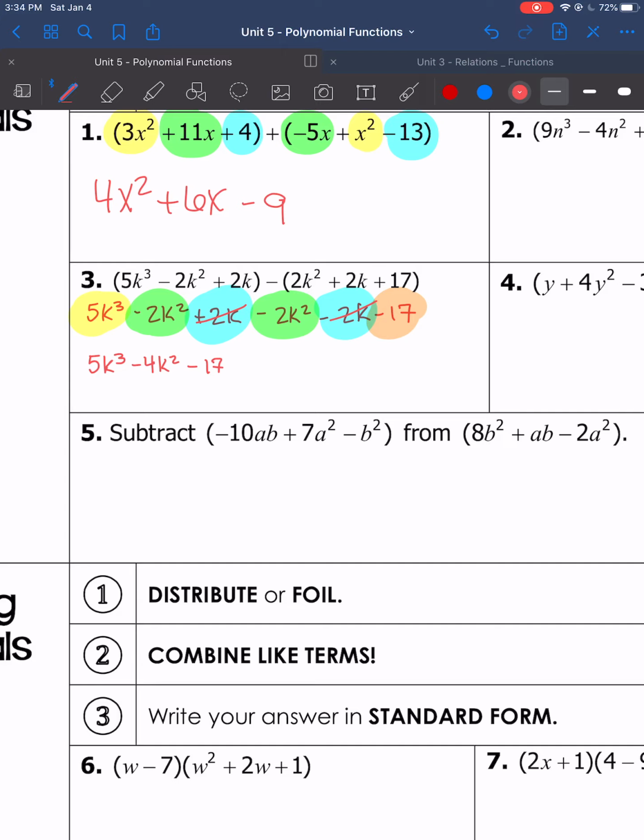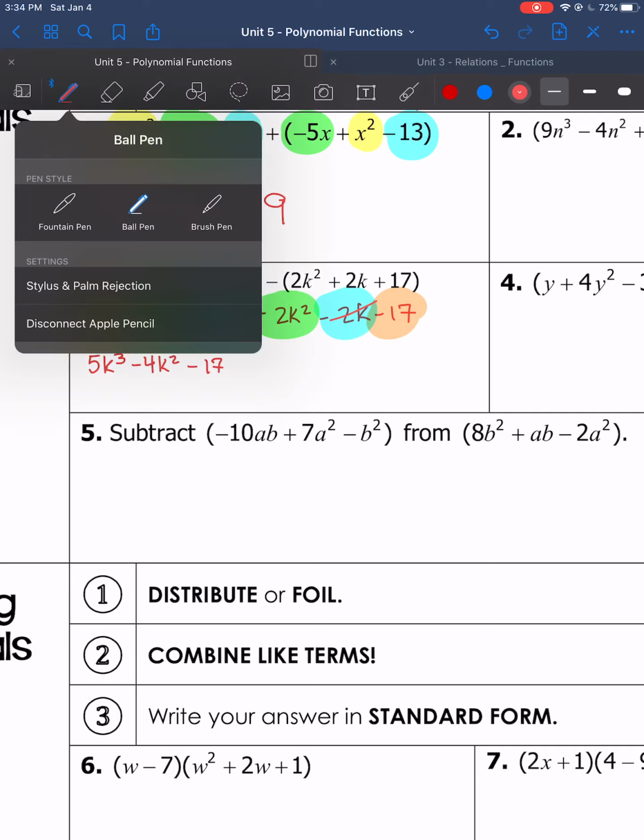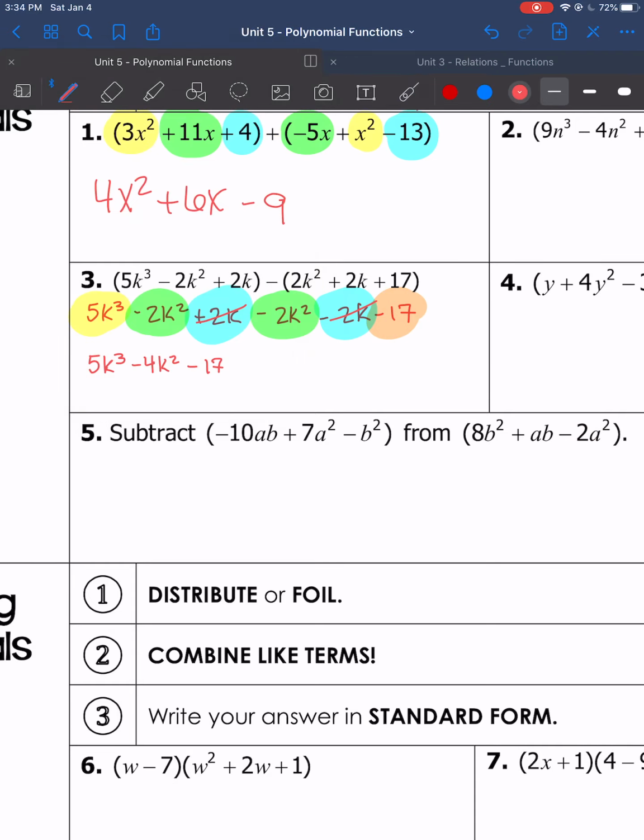So that's how you do those. 5 is a little bit different because it's telling you to subtract this thing from this thing. So this thing's going to go first, and then you'll subtract it from that thing. So let's write it out. AB squared plus AB minus 2A squared. So that whole thing minus this whole lovely thing. AB plus 7A squared minus B squared. Alright, so that's how you do that.